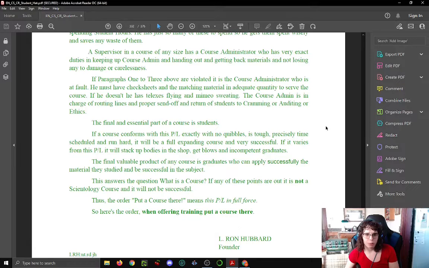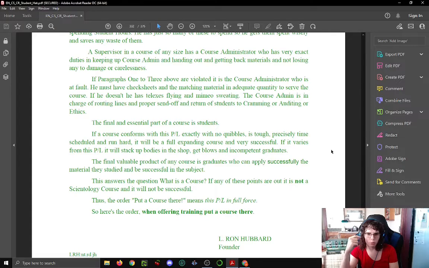If a course conforms with this policy letter exactly with no quibbles, is tough, precisely time-scheduled, and run hard, it'll be a full expanding course and very successful. If it varies from this policy letter, it'll stack up bodies in the shop, get blows, and incompetent graduates. Bodies in the shop is people in the org, so it'll build up people in the org to the point where they can't handle that many people. Get blows, people leaving, and incompetent graduates. That speaks for itself. The final valuable product of any course is graduates who can apply successfully the material they studied and be successful in the subject.